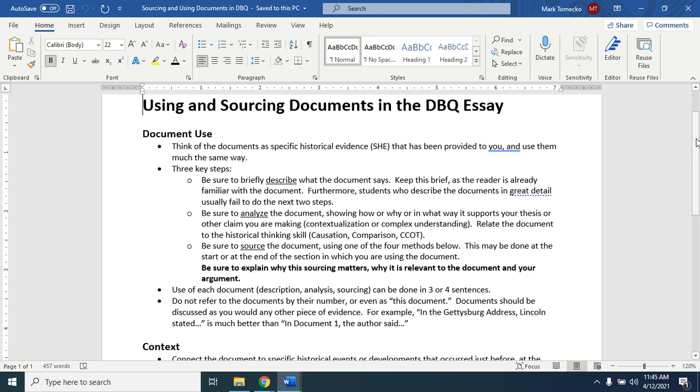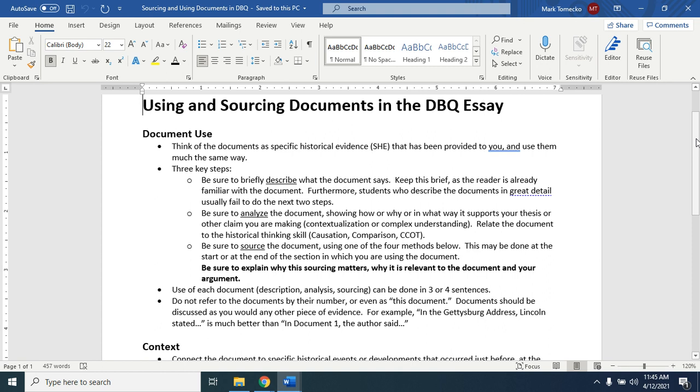You don't want to write anything like, here's what document 1 says. They know what it says. What you want to do is just describe the main idea from the document that you're going to use to support your claim. The document might include several key points or ideas, but what is it that you're taking away from this document that is going to support the claim you're making? That's what we mean by describe what the document says.